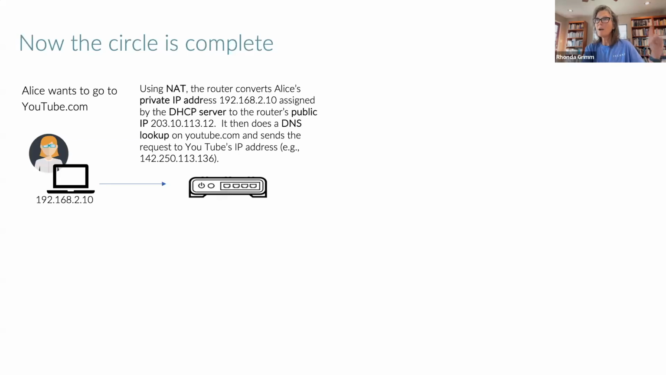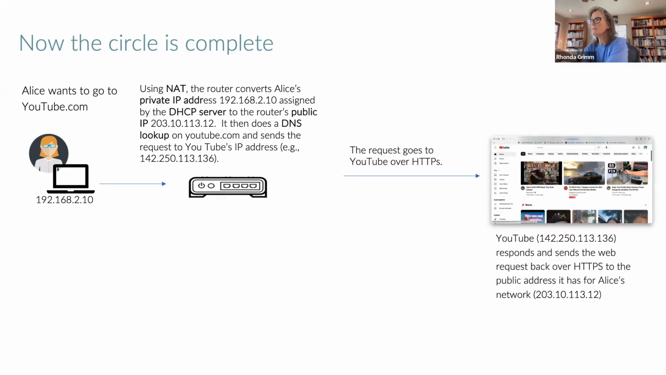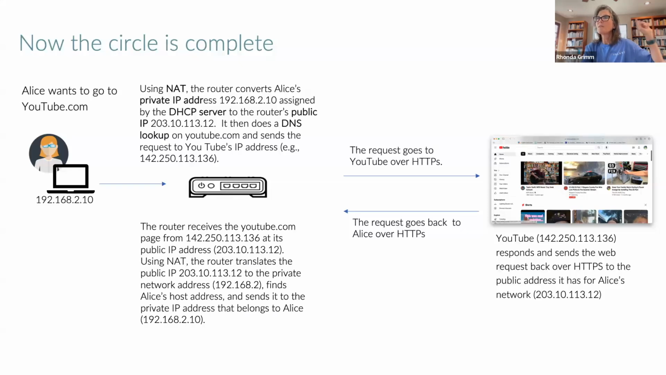Using NAT, the router converts Alice's private IP address assigned by the DHCP server to the router's public IP address. It then does a DNS lookup on youtube.com and sends a request over to YouTube, which has this humongous IPv6 address. YouTube receives it and wants to send it back to the public address it has for Alice's network. So it goes back over HTTPS. The router receives the YouTube page from its IP address.